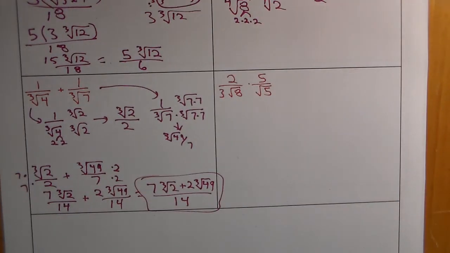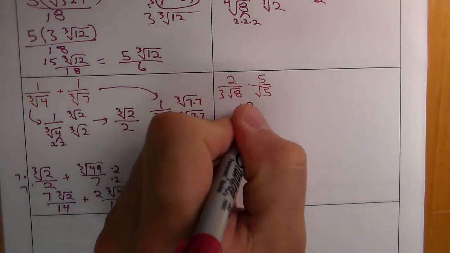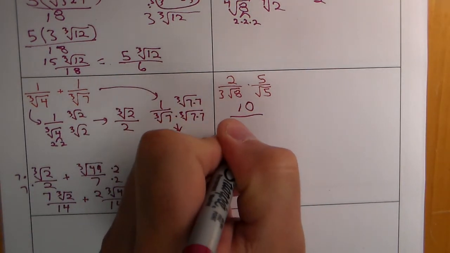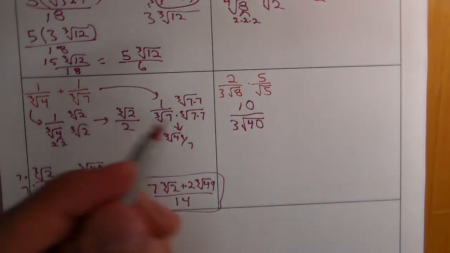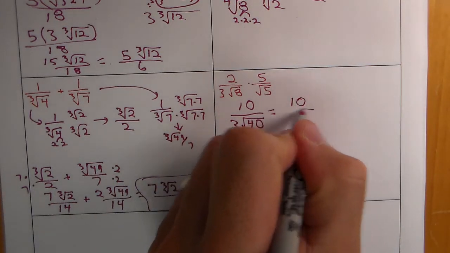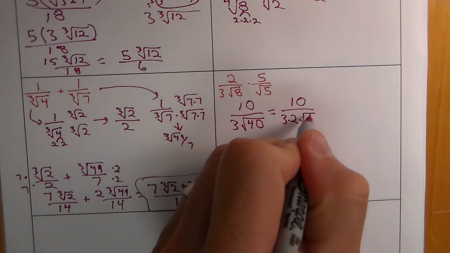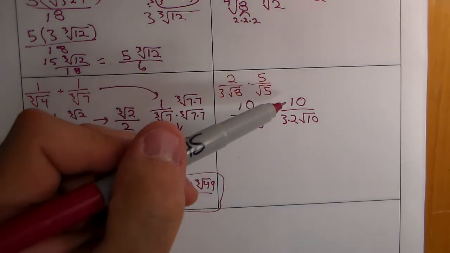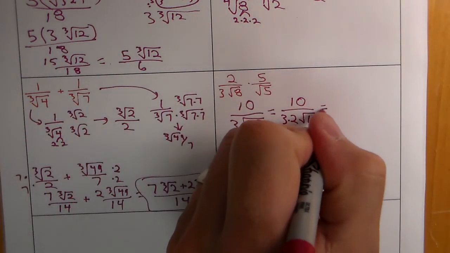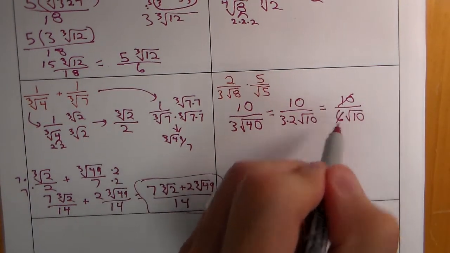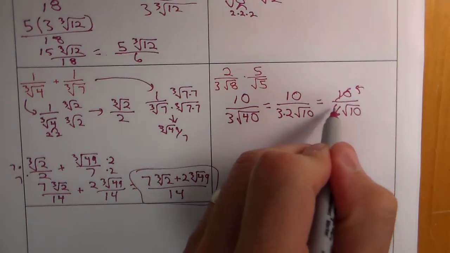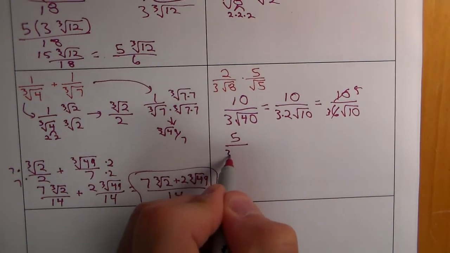Last one, now it's suddenly multiplication. What you want to look for here is I don't need to simplify or rationalize first. I'm going to multiply them together. I get 10 over 3 root 40. Now square root of 40 is 4 times 10, so I can take out a 2 and leave it as that. So now I have 10 over 3 times 2 root 10. Let's just call that 10 over 6 root 10. The 10 and the 6 will reduce, become a 5 and a 3. So I have 5 over 3 root 10.